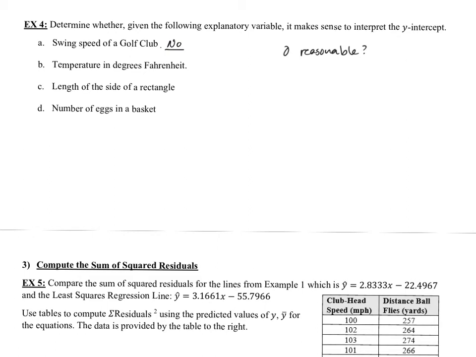How about temperature in degrees Fahrenheit? Does it make sense to have a 0 temperature in Fahrenheit? It would make sense to be observing that, so that's fine, yes. How about the lengths of the sides of a rectangle? Would 0 be a reasonable length? No, it doesn't make sense to have 0 length. That doesn't exist, so the answer would be no. How about D, number of eggs in a basket? Does it make sense to have 0 eggs in a basket? Yeah, that's possible, so the answer would be yes.